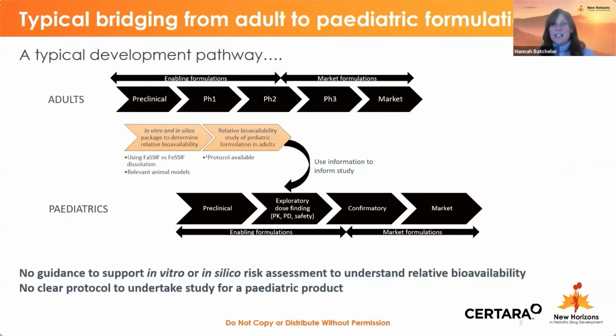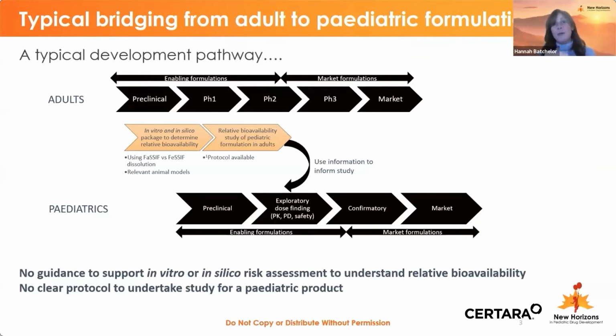This puts the previous slide into a little bit more context, where here I'm looking at the bridging for an adult to a paediatric formulation in the greatest overview. At the top again, you can see the standard adult development pathway, where you've got enabling formulations at the beginning phase to the marketed formulations towards the end. Typically, the commercial formulation is used in the phase 3 studies, if that's possible, to avoid bridging right at the end of development. For the paediatrics, you might have the same preclinical package, but it doesn't follow the same phase 1, 2, 3 as for the adults.